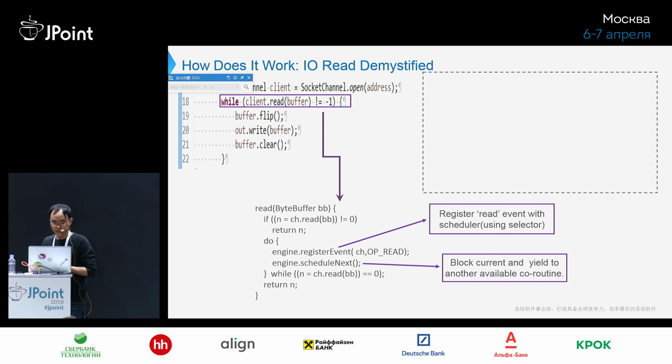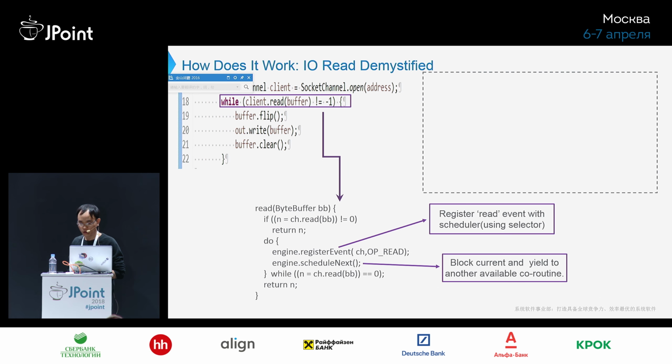The first step is we just register this current read event with our scheduler, actually the selector. And then we get a chance to yield to another available coroutine. It means we get a chance to schedule the next available coroutine. Here's a high-level picture of how we do that.